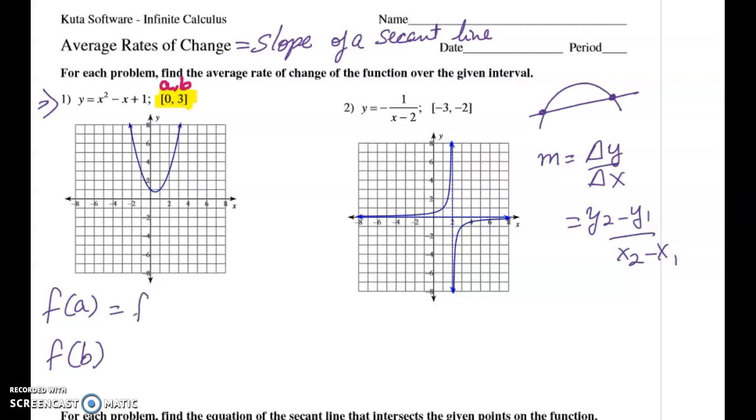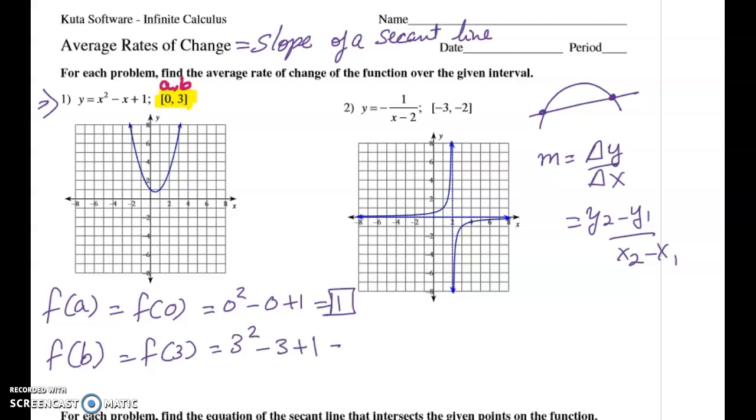So what is f(a)? We are talking about a is 0 and b is 3. If you plug it into the function x squared minus x plus 1, 0 squared minus 0 plus 1, you will get 1, right? And f(3), 3 squared minus 3 plus 1. If you calculate, you will get 7.